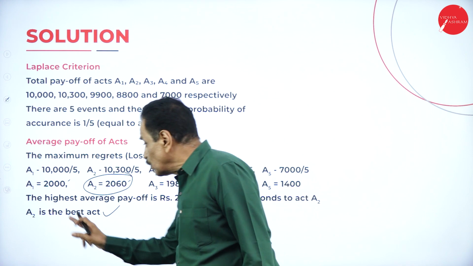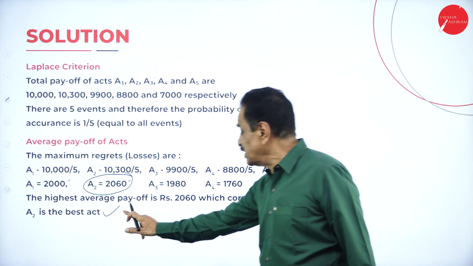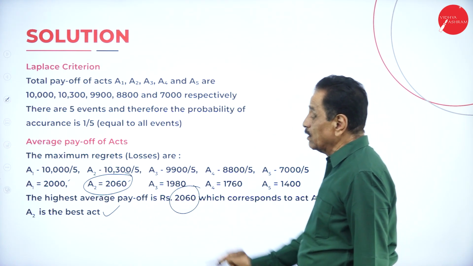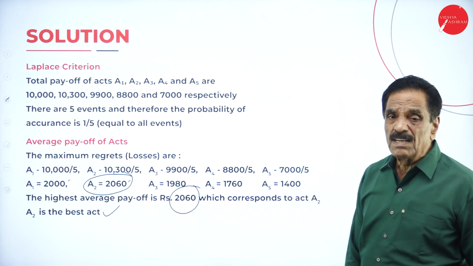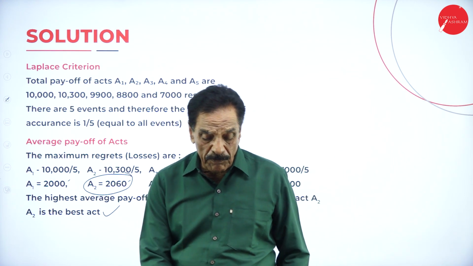So here once you divide, select which is the highest one. The highest average payoff is 2,060. Belongs to, see that, which one? A2. A2 is the best act. A2 is the best act you have to select. Hope you understand. Definitely a problem will come.